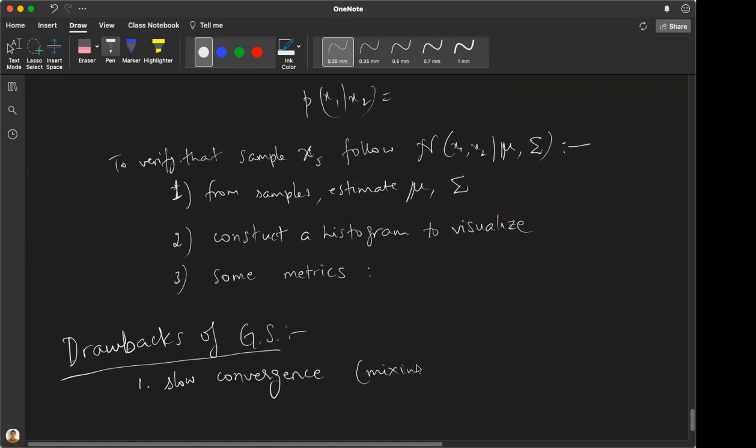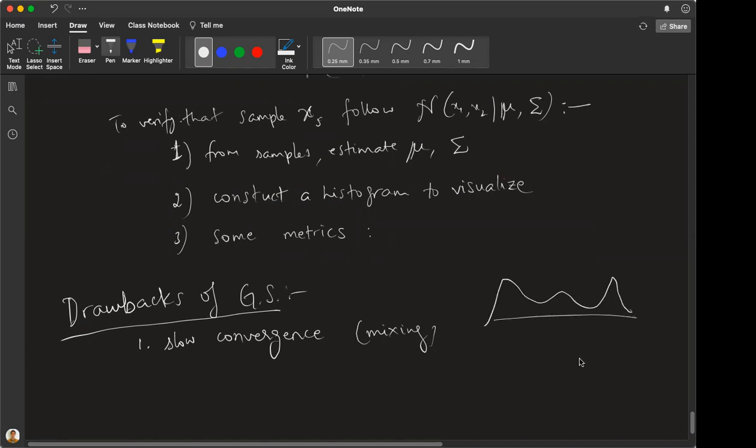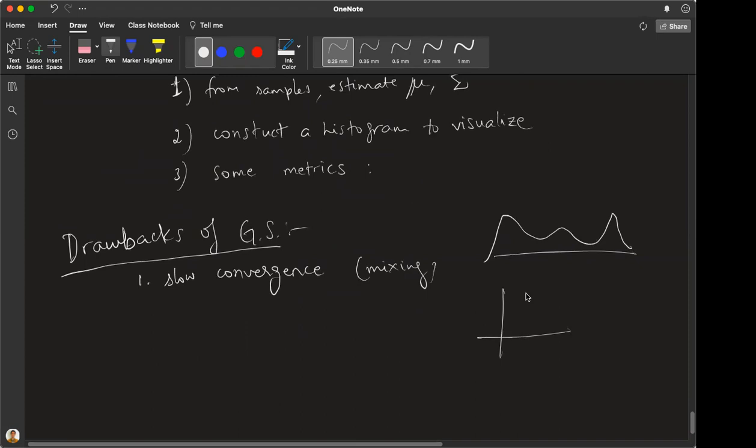It's also called slow mixing. Basically, imagine that you have a distribution like this, and in multi-dimension it is something like a Gaussian mixture model. First you sample from here, then from here, then from here. It takes time to cover the entire space. So it is very slow in convergence because eventually you are moving along the coordinates only.